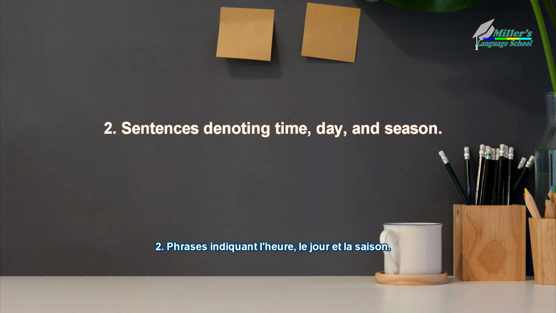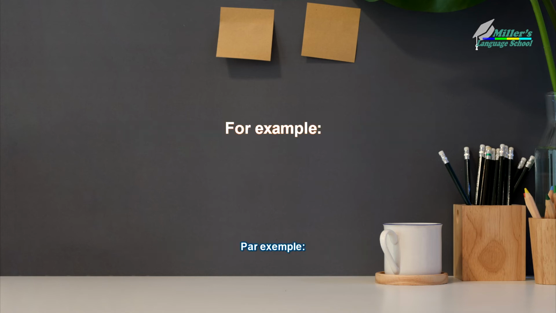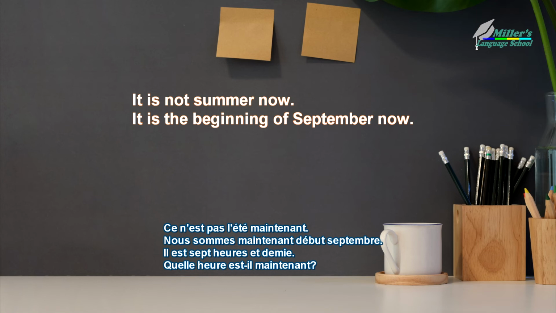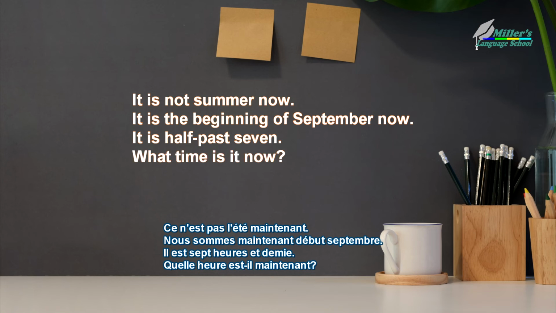2. Sentences denoting time, day, and season. For example, it is not summer now. It is the beginning of September now. It is 7:30. What time is it now?